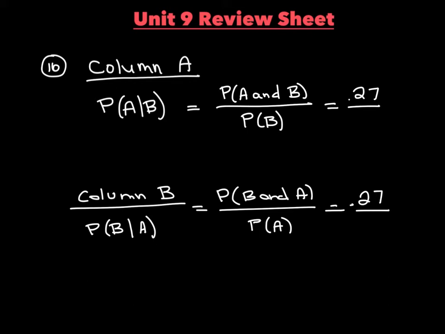And the probability of B is 0.4, whereas the probability of A is 0.7. So you can divide these. This you get 0.675, and these you get 0.386. So we can clearly see that the quantity in column A is clearly greater. So that is choice A.